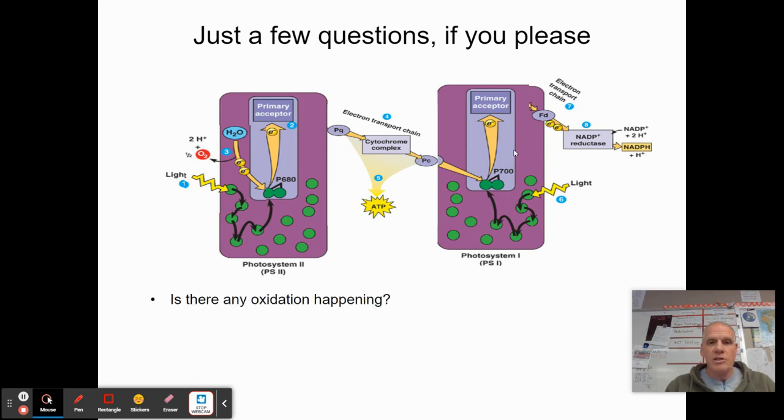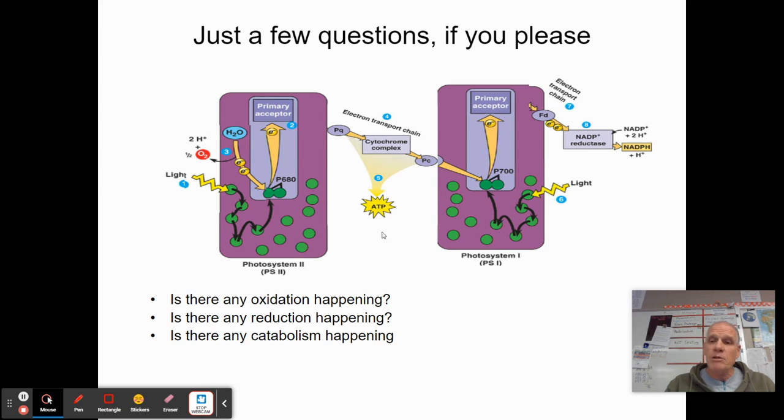So, a couple of questions: is there any oxidation happening? I.e., are things being broken apart? Are electrons being harvested? And the answer is, of course, yes. Water is being oxidized. We're pulling the electrons off of water, and they're going to go in there. Is there any reduction happening? We see reduction happening all over the place. Chlorophyll is going to be reduced right here. Chlorophyll is also oxidized at one point. NADP is going to be reduced into NADPH. So all of that is occurring.